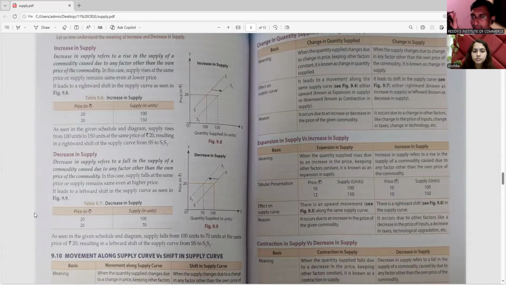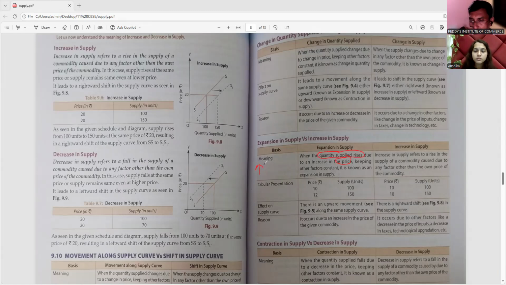Now, again, we can see expansion in supply versus increase in supply. Let's see. When the quantity supplied rises due to an increase in the price, keeping other factors constant, it is known as expansion of supply. What is happening in this case? Quantity supplied rises due to the increase in the price. Price is increasing, and supply is also increasing. So what is that situation called? Expansion of supply.